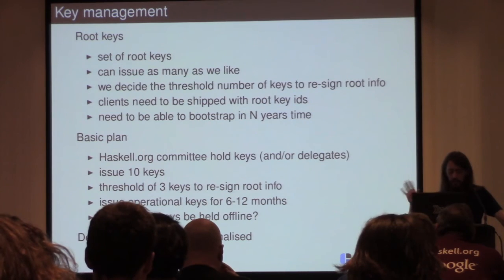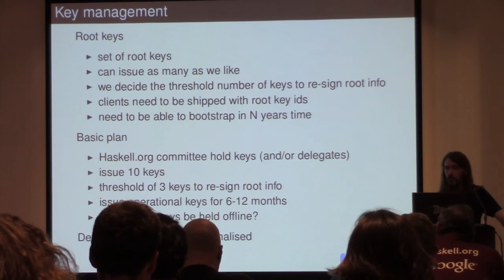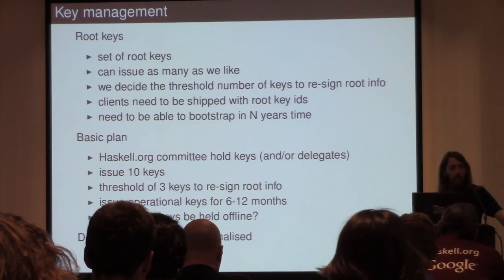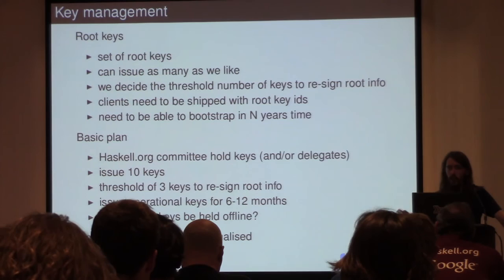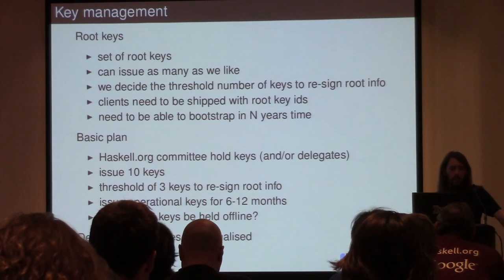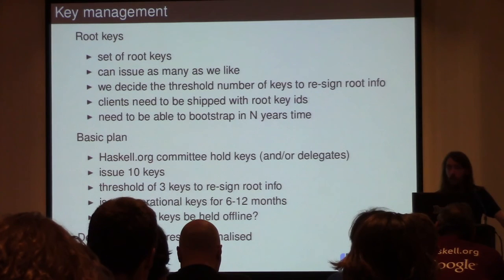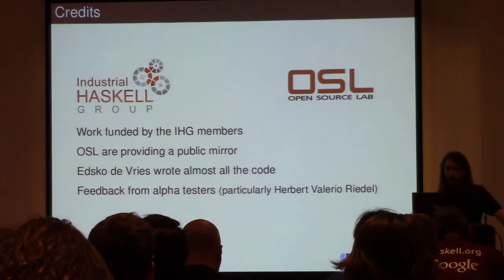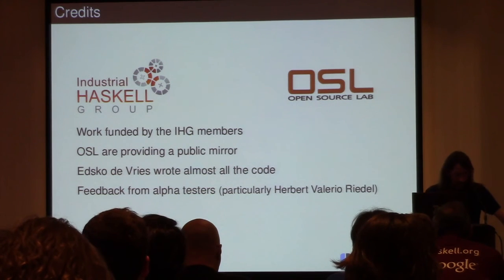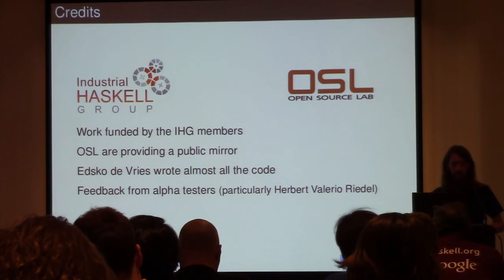I won't go into the details here, but we will basically have the Haskell.org committee be the root of trust, and they'll hold the keys, plus delegate them to a few other people. But we have to nail down exactly what the procedures are for updating and re-signing. So there's a few details to hammer out, but hopefully we can do that this week, and possibly even create some new root keys. Right. So that'd be good.